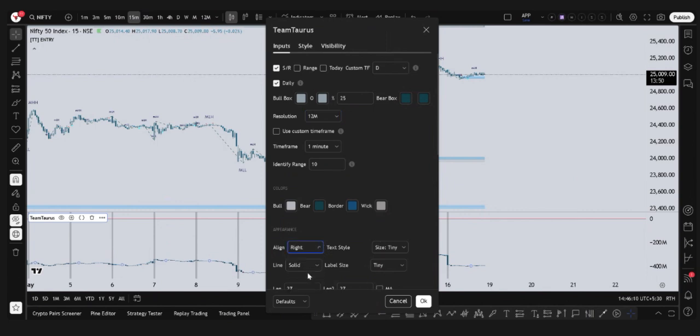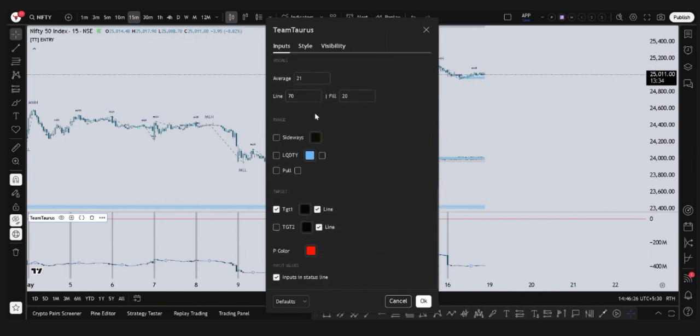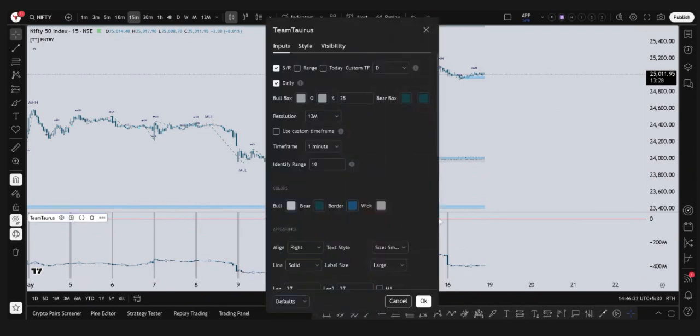If you want it on the right hand side, you want the text to be visible small, the line is always solid or whatever that you want to use. And this is moving average for CVD. If you know how to use it, you can use it or just leave it like that. And these are the settings for range. So what is range? That's one of the major indicators that we normally use in intraday and in swing both. So this is the range indicator.